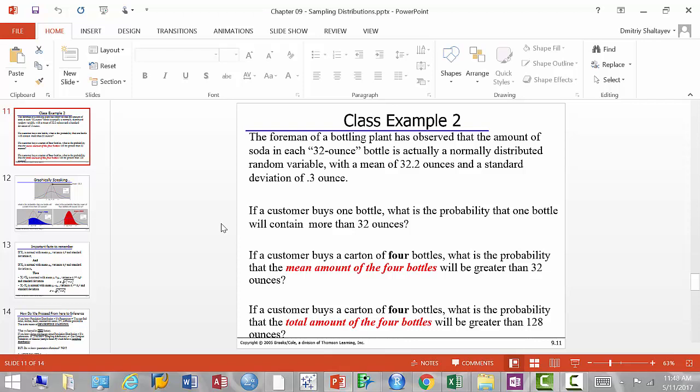Let's take a look at this problem. Actually, we probably have enough time to do this problem in a couple of ways, okay? At least one part of this problem in a couple of ways. Foreman of the bottling plant. Bottling plants, what do they do at the bottling plants?